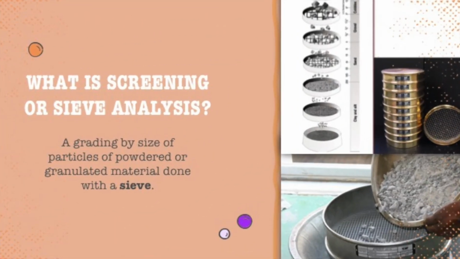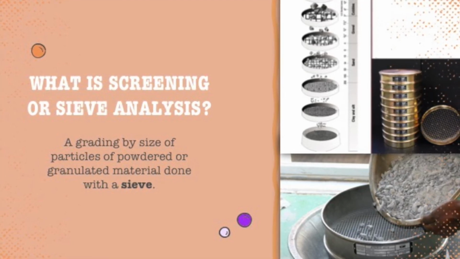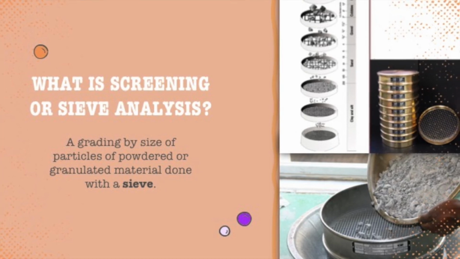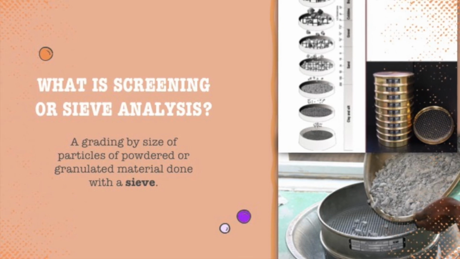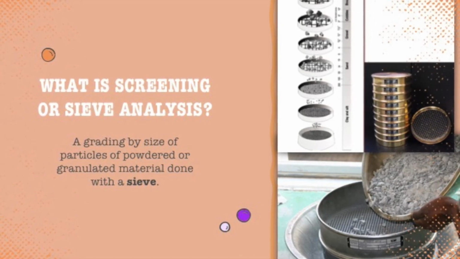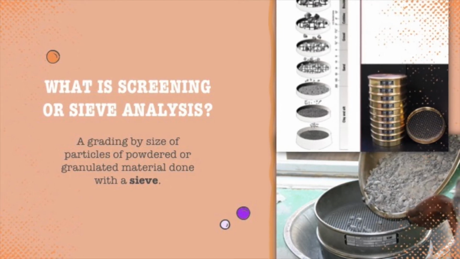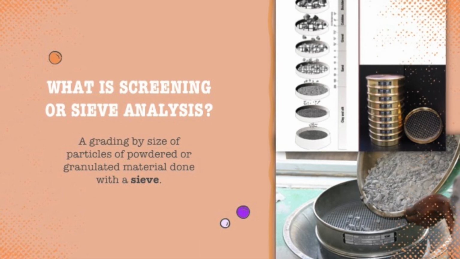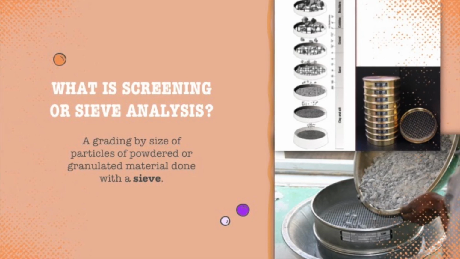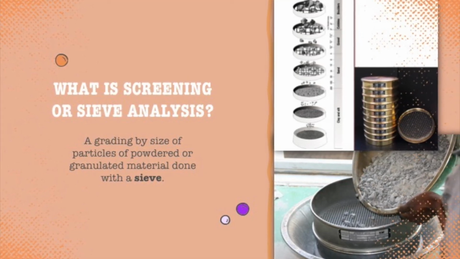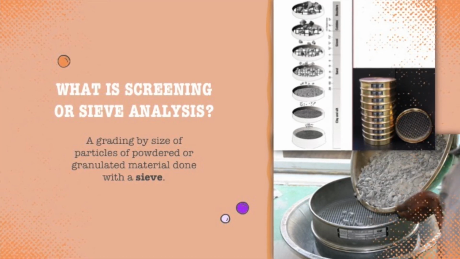I know this might be a bit redundant, but for conclusion's sake, allow me to restate the definition. So, screening or sieving is grading by size of particles of powdered or granulated material done with a sieve. Easily put, sieving is a separation technique based on the difference in particle size. The size is the one responsible for retaining the larger particles. So, the material is subjected to horizontal or vertical motion during sieving according to the method chosen. This causes a relative movement between the particles and the sieve. Then the individual particles either pass through the sieve mesh or are retained on the sieve surface depending on their size.